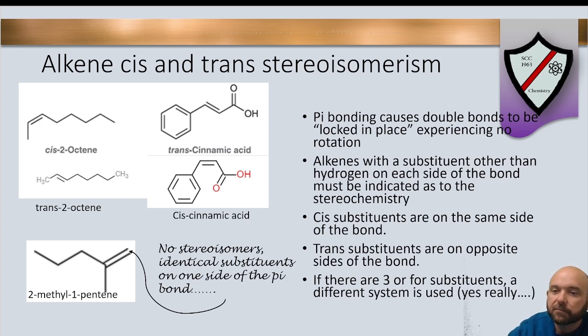Let me say that again. If one side of a double bond has the same 2 substituents, and it doesn't matter if that's hydrogen or 2 methyl groups or 2 ethyl groups or 2 longer groups, if one side of the double bond has the exact same 2 substituents, there is no stereoisomerism at that position.